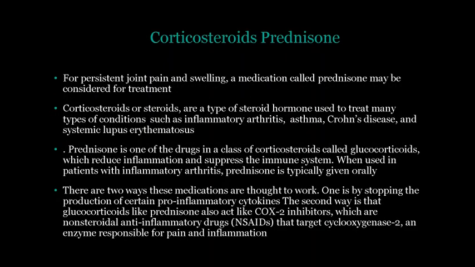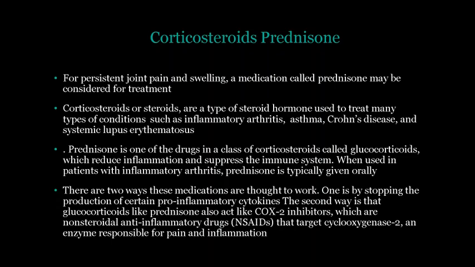Now, one of the medications that we may consider is corticosteroids, or prednisone. For persistent joint pain and swelling, a medication called prednisone may be considered for treatment. These are also called steroids, a type of steroid hormone used to treat many conditions such as inflammatory arthritis, asthma, Crohn's disease, and systemic lupus erythematosus. It's a class of drugs called corticosteroids, which reduce inflammation and suppress the immune system when used in patients with inflammatory arthritis. It's typically given orally.